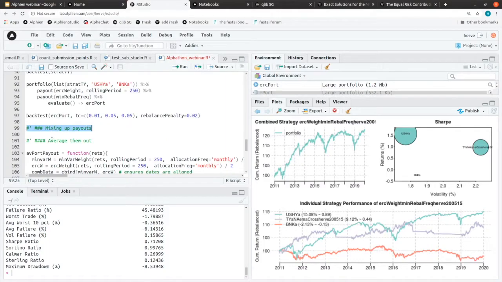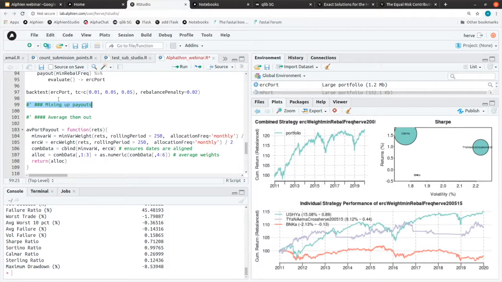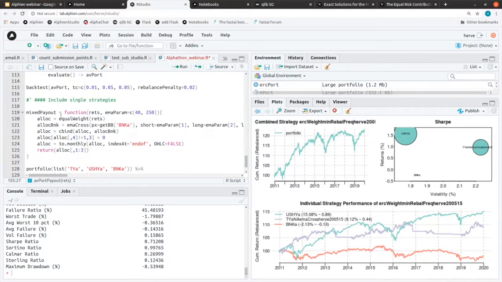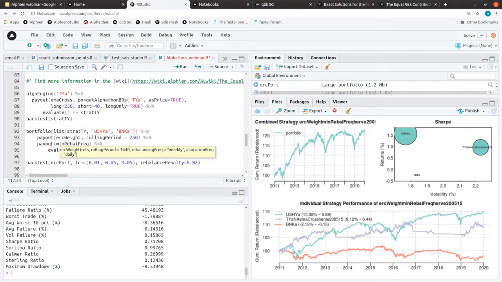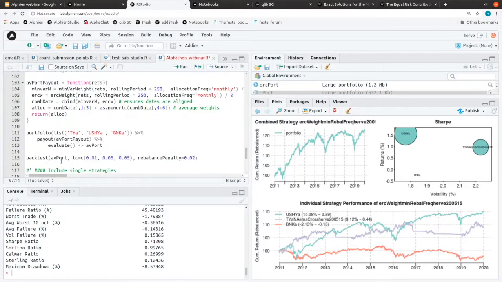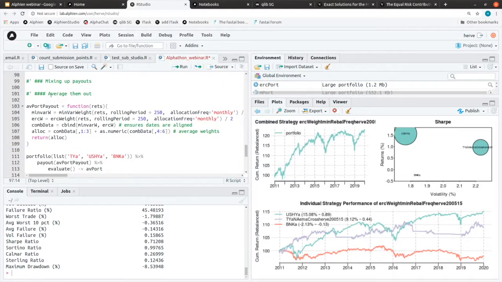How do we mix up existing payouts? Let's just cover that quickly, probably only the first subpart. The second subpart here, which was include single strategies, I've actually showed it to you here, so you can just use what I've showed you. Let's go to the first one, the average out of existing payouts.